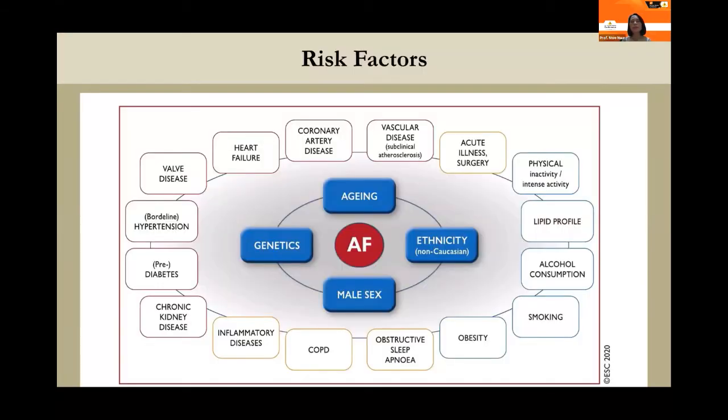If you look at the risk factors of atrial fibrillation, you can see here the inner ring shows the non-modifiable risk factors: genetics, gender, aging, and ethnicity. We cannot modify those risk factors. In the outer ring, you can see there are many risk factors for atrial fibrillation. Most cardiovascular diseases, heart failure, coronary artery disease, vascular diseases, valvular heart diseases, and all the cardiovascular risk factors are risk factors for atrial fibrillation, also including obstructive sleep apnea and obesity, and major organ diseases like COPD, acute illness, surgery, and chronic kidney disease.